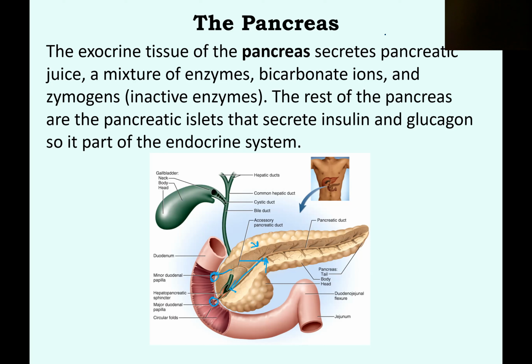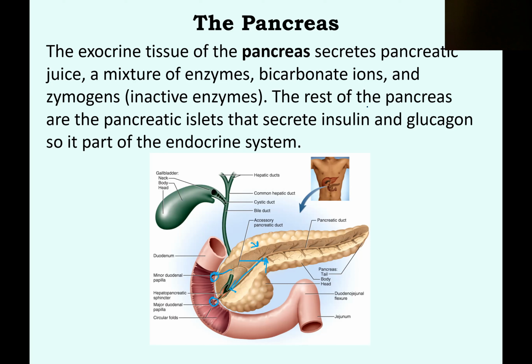So pancreatic juice includes enzymes, bicarbonate ions, and zymogens. Enzymes are going to be active when they get created. Zymogens are inactive. So it's kind of like having an envelope that has the dried glue on part of it so that you can wet that glue and make it active. So the inactive or zymogen would be the dried glue.